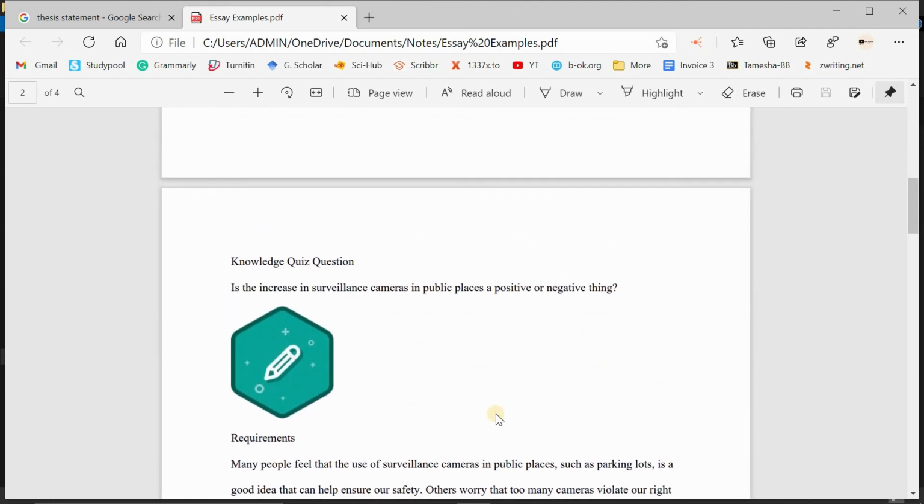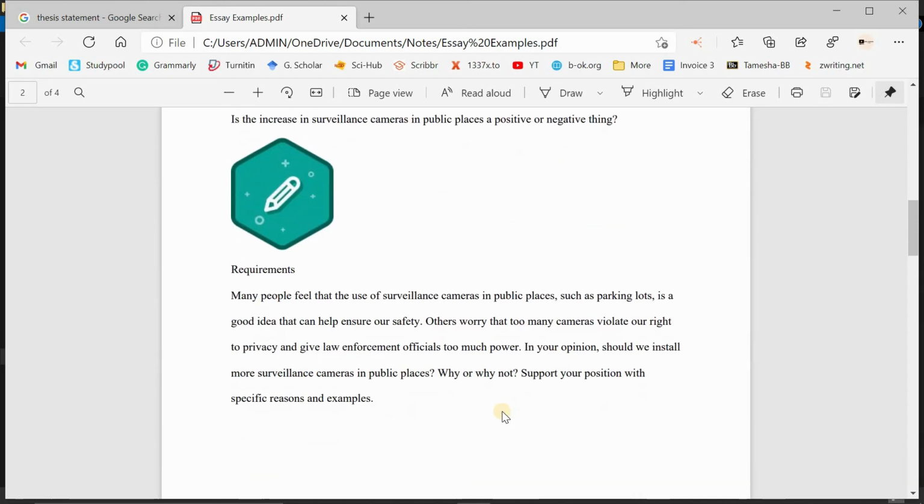This one is talking about the increase in CCTVs in public places. Is it a good thing? So, of course, again, you can pick a side. Start with a statistic. Maybe say, according to so-and-so, there are approximately 2 billion CCTV cameras in cities around the world.